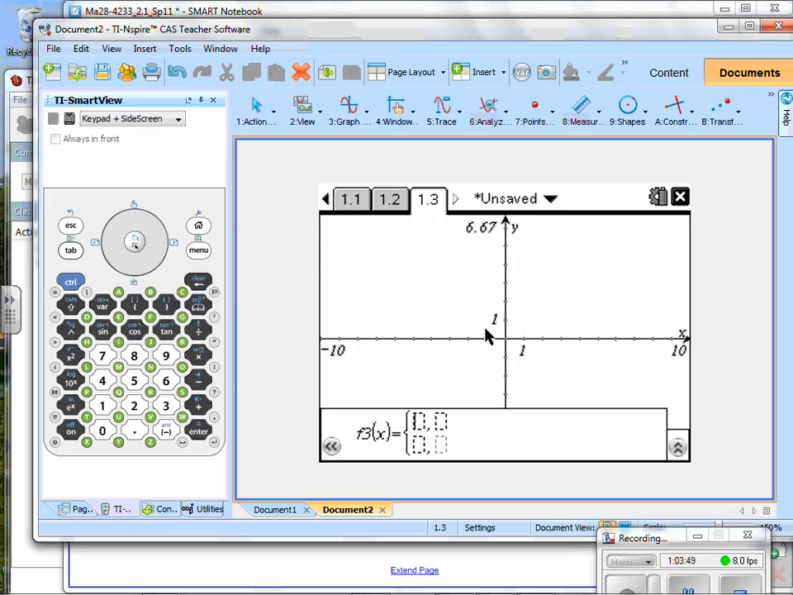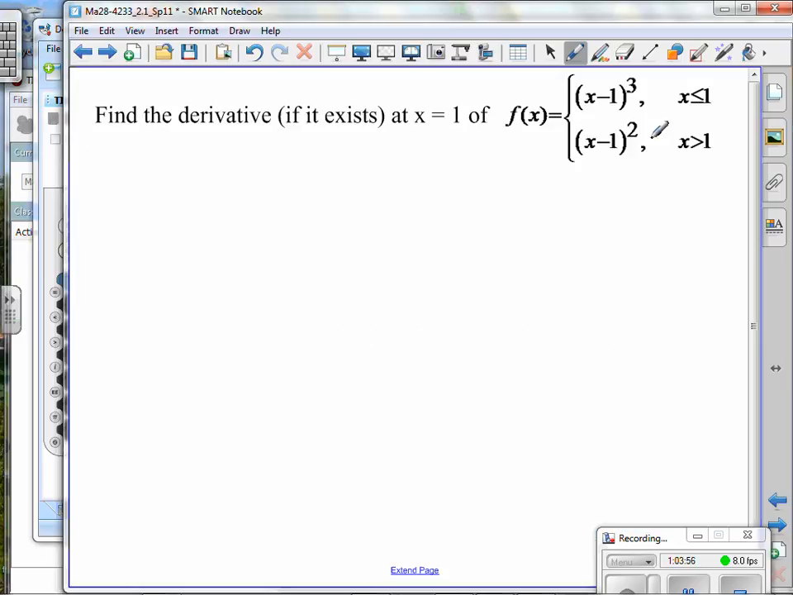And if you're on the note page, you'll know that we've got this function. It's in 2 pieces. The first piece is cubing that binomial, but only good for values less than or equal to 1. And the second piece is taking that binomial and squaring it, but it's only good for values greater than 1.